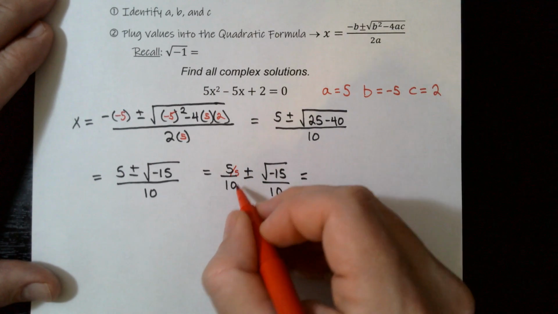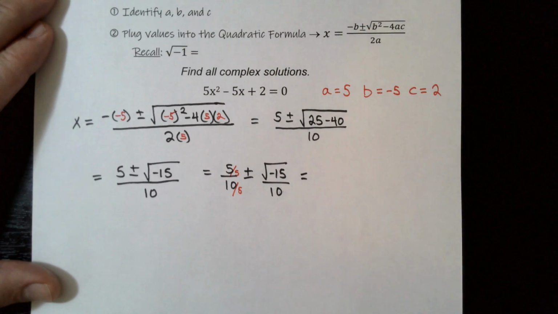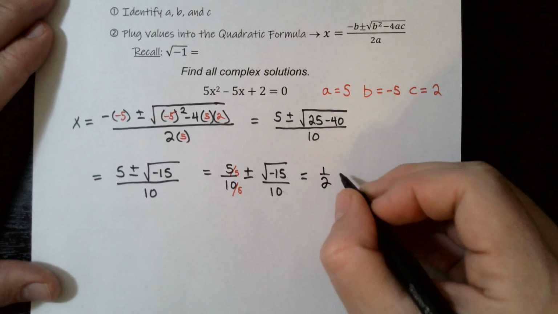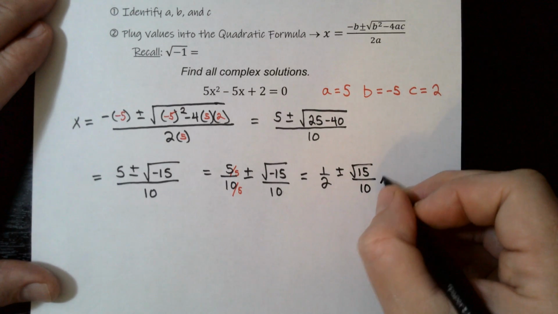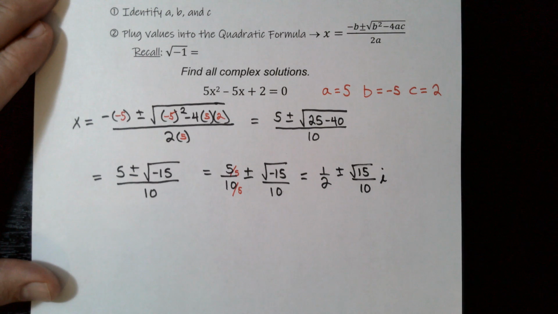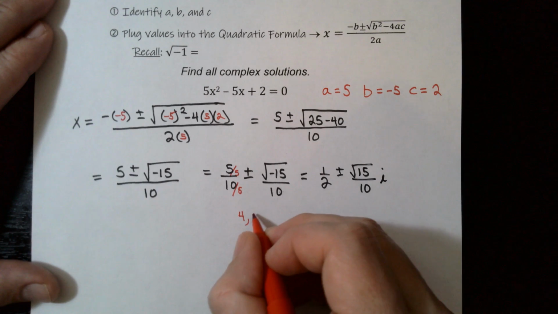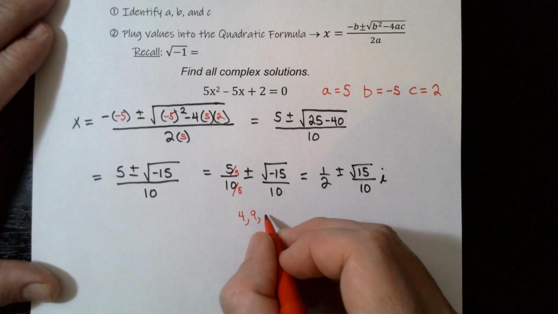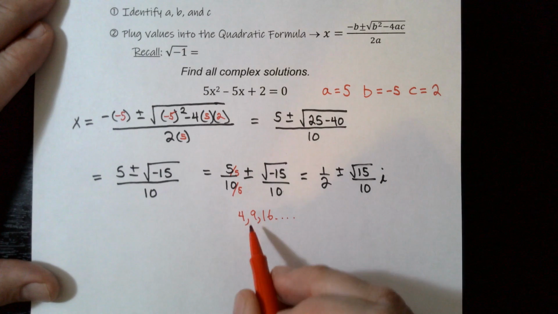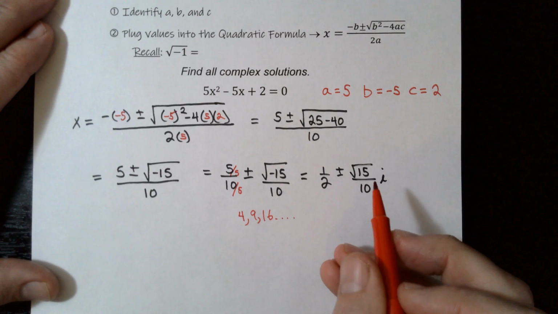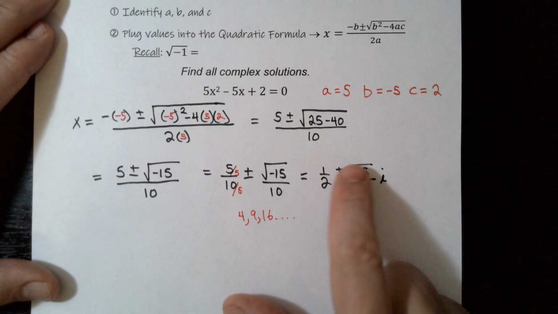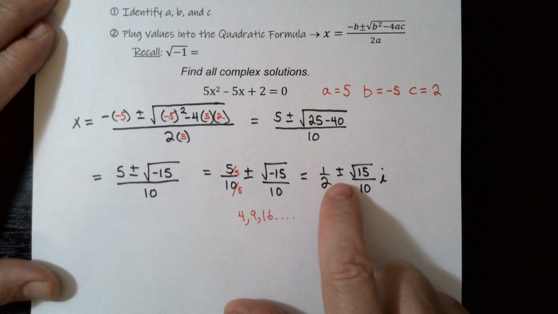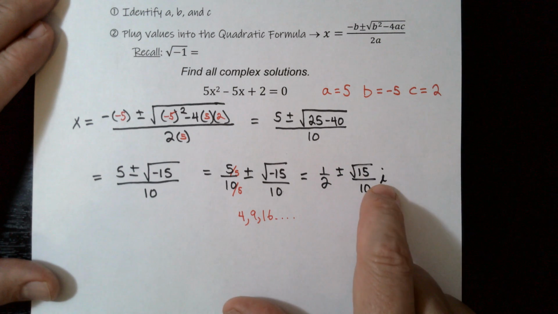5 over 10, if we divide top and bottom by 5, becomes 1 over 2, so 1/2, plus or minus the square root of 15. It's positive now over 10 because we're putting an i out front. Let's see if that square root of 15 can be reduced. Our square numbers: 2 squared is 4, 3 squared is 9, 4 squared is 16. It's already bigger than the number inside. 4 and 9, neither one of them divide evenly into 15. That tells us that this is our final answer: negative 1/2 plus square root of 15 over 10 i, and negative 1/2 minus square root of 15 over 10 i.